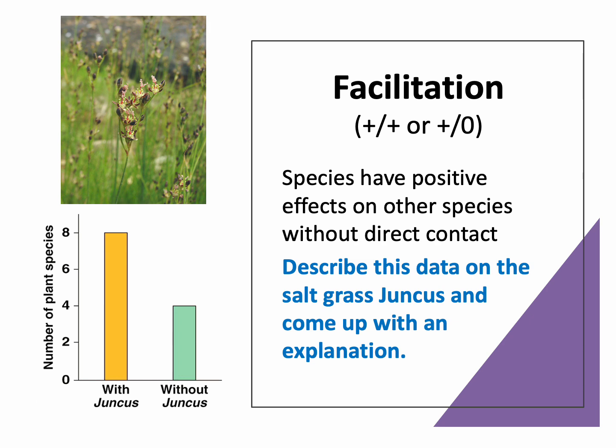So here's an example of juncus grass. It's a salt grass living in salt marshes. And places that have juncus, right, versus places that don't have juncus. And what do you think's going on here? Take a look at this data.